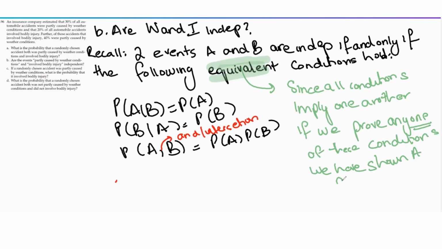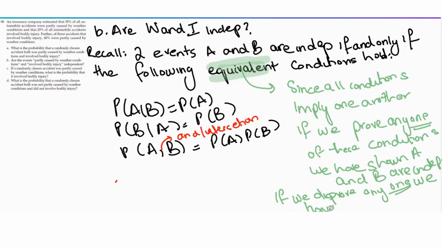So you don't need to show all three. If you show any one is true, we've shown A and B are independent because all of them are equivalent. They all imply one another. So one is true, all are true, right? And if we disprove any one, if we show any one is not true, again, you just need to show one is not true, we have shown they're dependent because they're equivalent. If one is not true, then neither is going to be true.